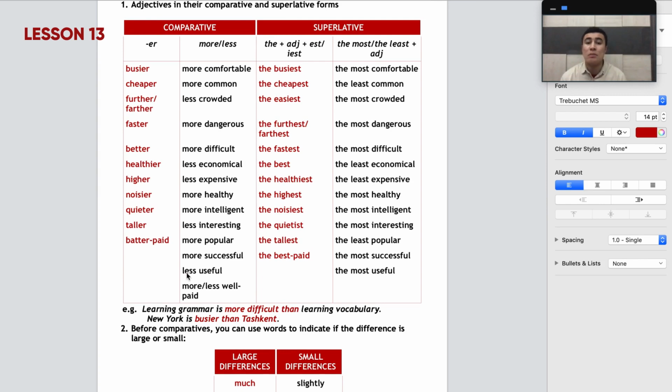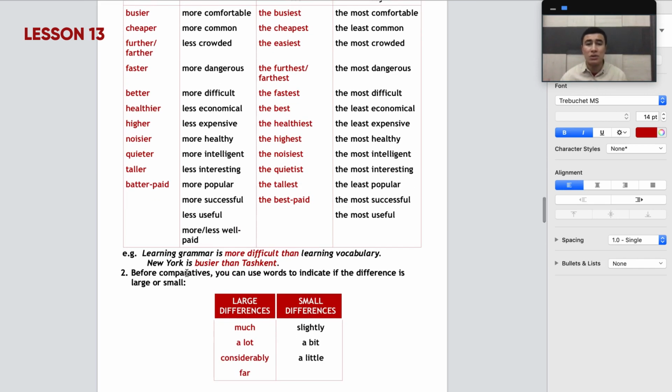Learning grammar is more difficult than learning vocabulary. New York is busier than Tashkent. So as you can see, these adjectives are used in the simplest sentence form, and of course we will talk about more complex sentence structures here.